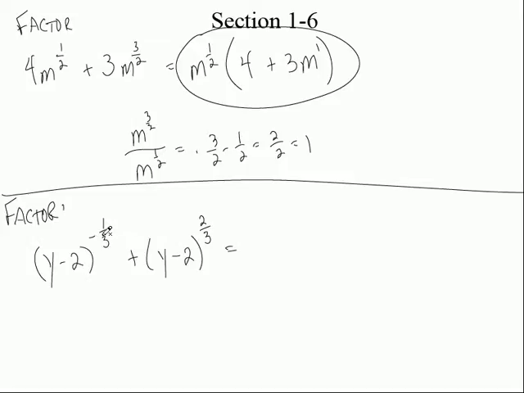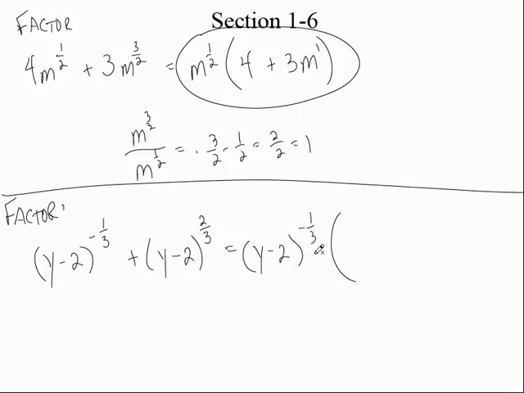All right. Now we have negative and we have fractions, so we find a greatest common factor. Now look, the coefficients are just 1s, so we don't have to worry about those. So which one do we factor out? Which one would be our greatest common factor? We factor out which one? The smallest one. So we factor out y minus 2 to the negative 1/3. Right. Let's figure out what's left.